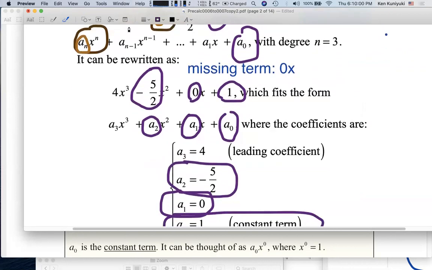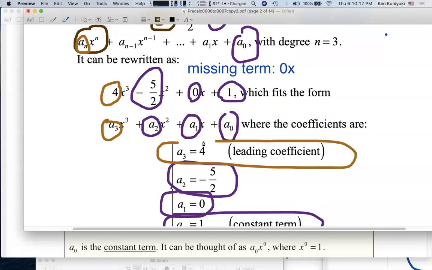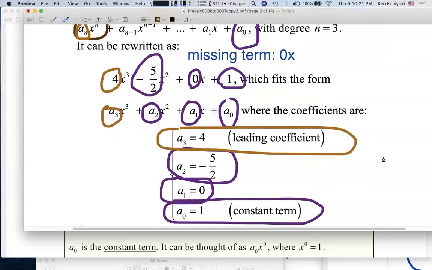The leading coefficient, I always put this in brown, I guess, a light brown. The leading coefficient, the 4 here, that's a sub 3. In general, the leading coefficient is a sub n. If I had a 10th degree polynomial, then the leading coefficient would be a sub 10. In this case, it's a 3rd degree polynomial. The leading coefficient is a sub 3. All right, so that's the data sheet of coefficients for this polynomial in x.